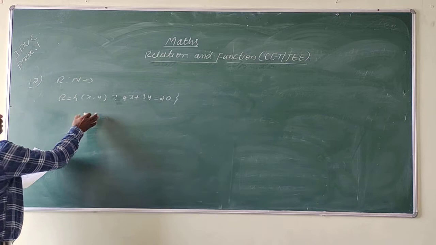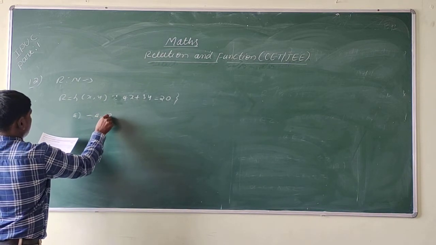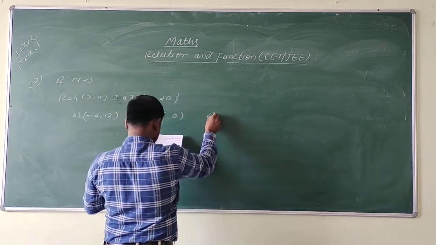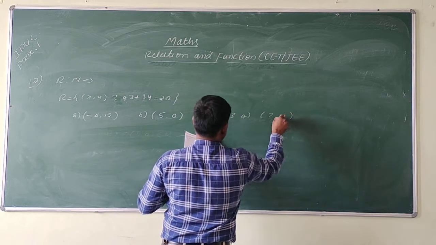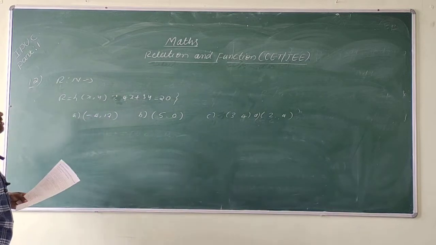That means which of the ordered pairs satisfies the condition? Option A is (-4, 12). Option B is (5, 0). Option C is (3, 4). Option D is (2, 4). So which of the following options is the right answer?